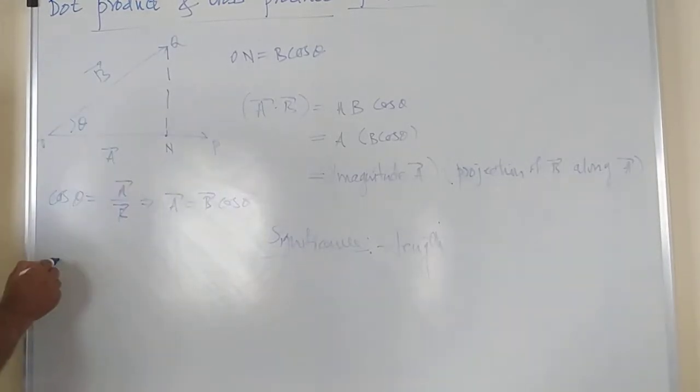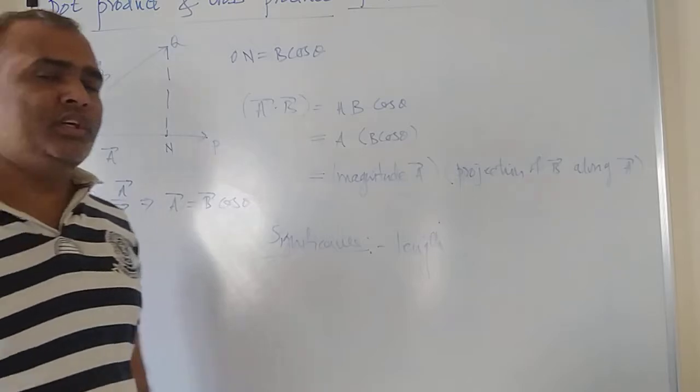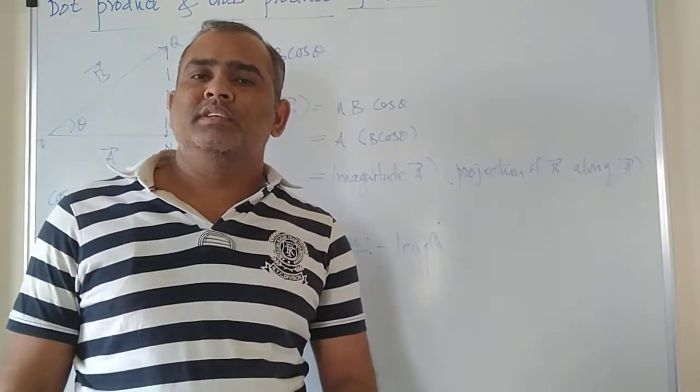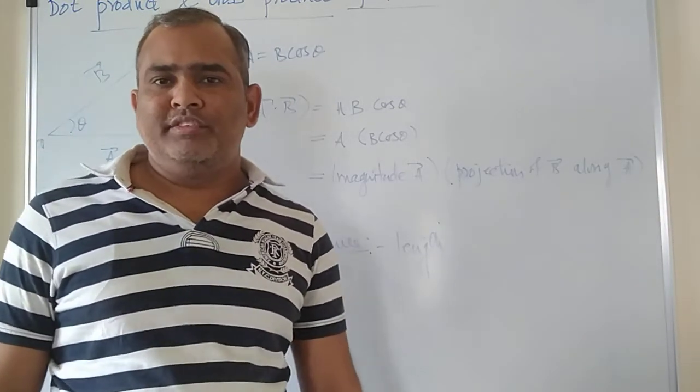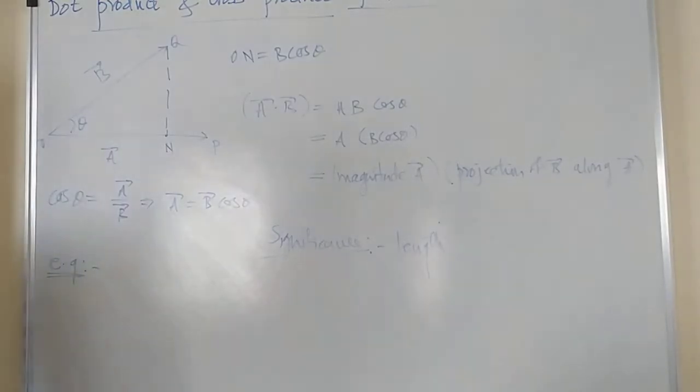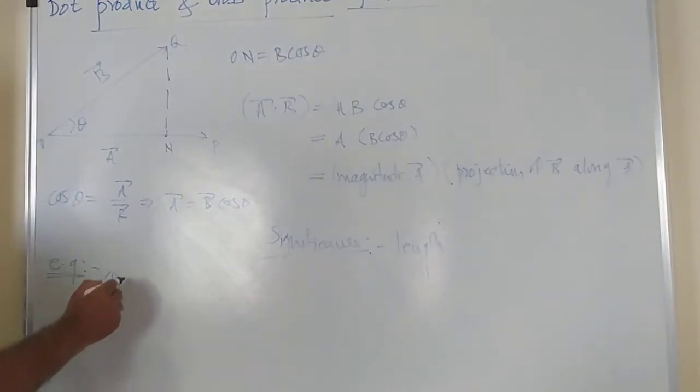Now let's go for some examples of the dot product, because you are taking the product of two vectors and it gives a scalar. So the best example of this, the first one, is force.